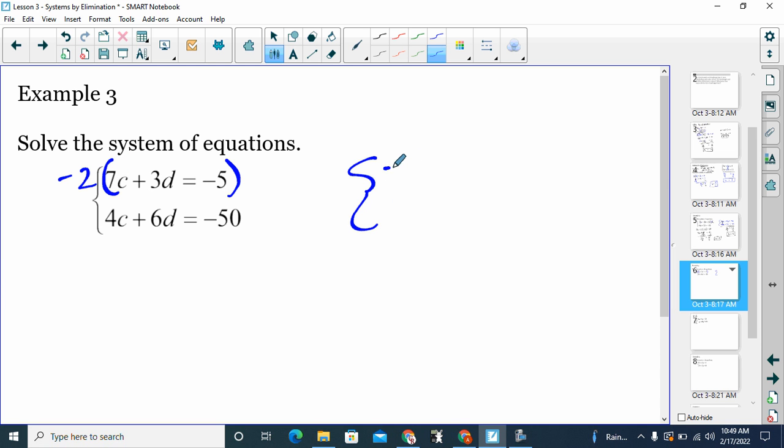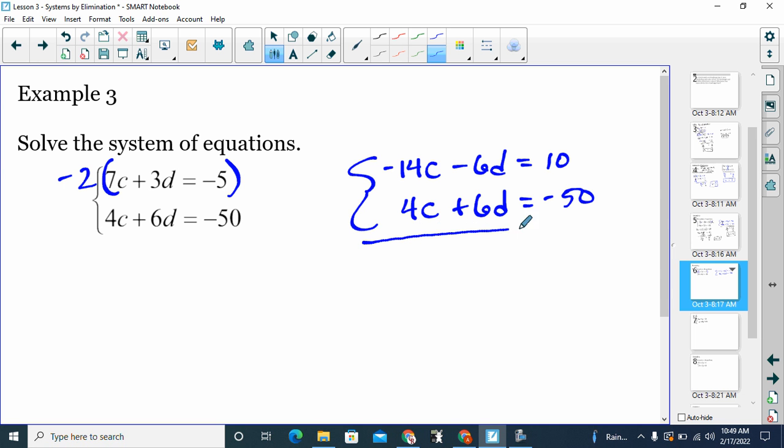That gives me -14c minus 6d equals -2 times -5. Negative times negative is +10. My bottom equation did not change. 4c plus 6d equals -50. Now I can add the equations together. Minus 6d plus 6d, those are gone, those cancel.